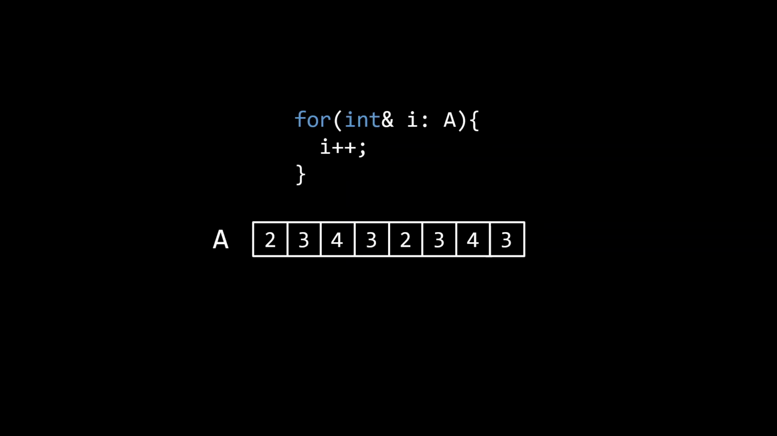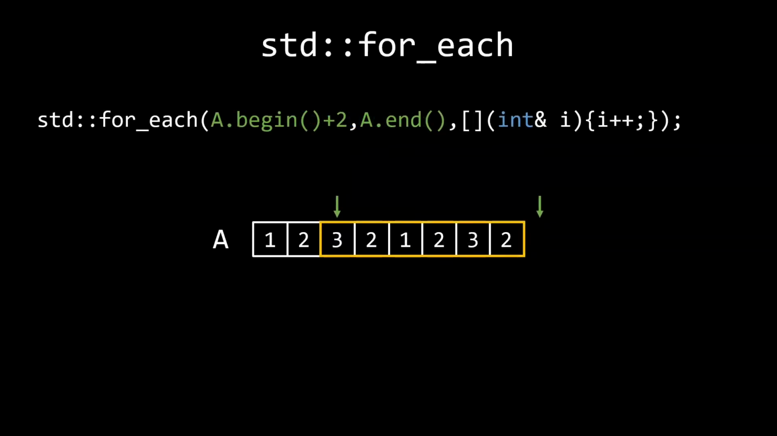But what if you want to apply an operation to a certain range of elements? This is where standard for each comes in. Just like most algorithms from the standard library, the first two parameters of for each are again two iterators specifying the range in which the algorithm should operate. The third parameter is the function that should be executed on the elements in the range. Given the simplicity of the increment operation, we decided to just specify the lambda in line.